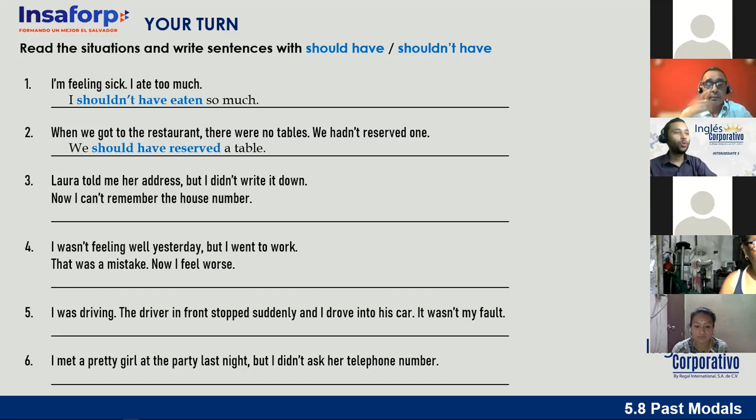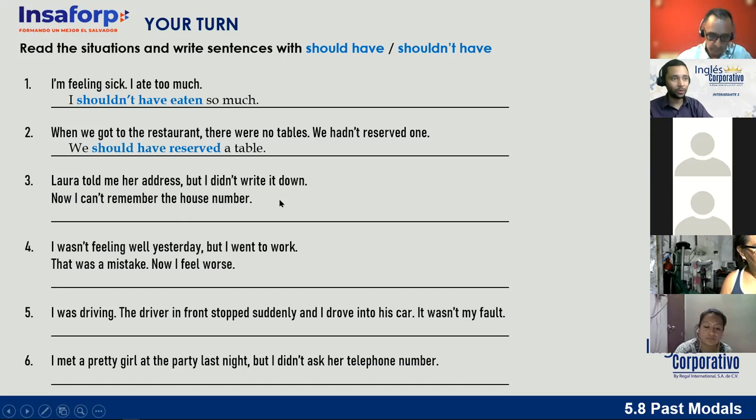Luis, do you want to take number three? Laura told me her address, but I didn't write it down. Now I can't remember the house number. I shouldn't have gone to work yesterday. Oh, but that's number four. What about number three? Excuse me. It's okay, don't worry. I should have written her address down.